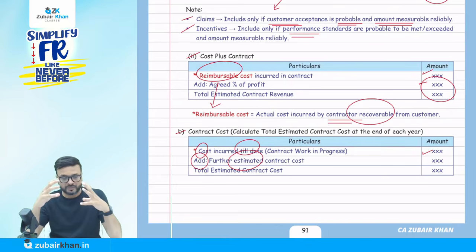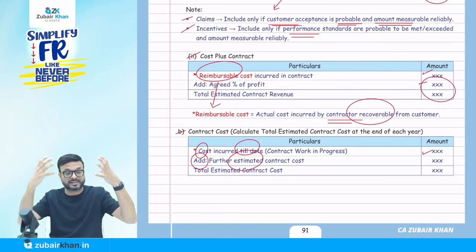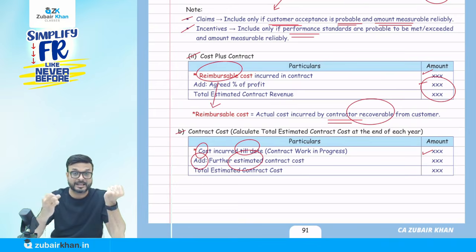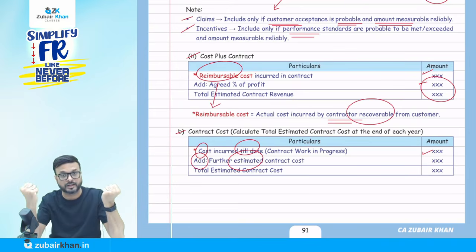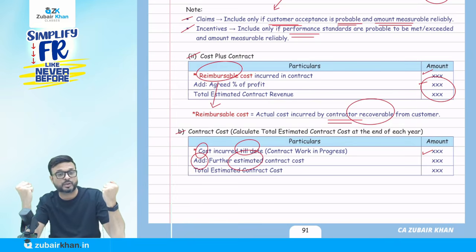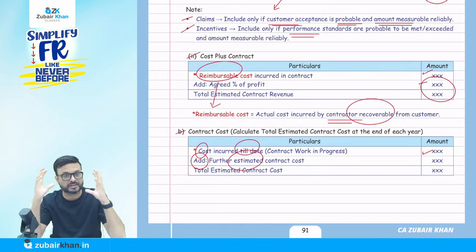So at the end of the year, you have to calculate your total estimated revenue. Total, I am saying. Total revenue at the end of each year. You have to calculate the total estimated cost: the cost that you have incurred and the additional estimated cost that you are going to incur. So you are going to recognize the total estimated contract revenue and the total estimated contract cost. That is point number B.